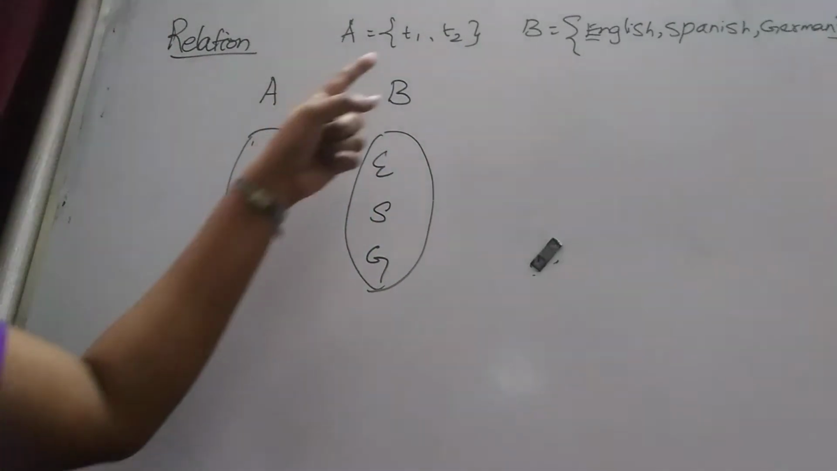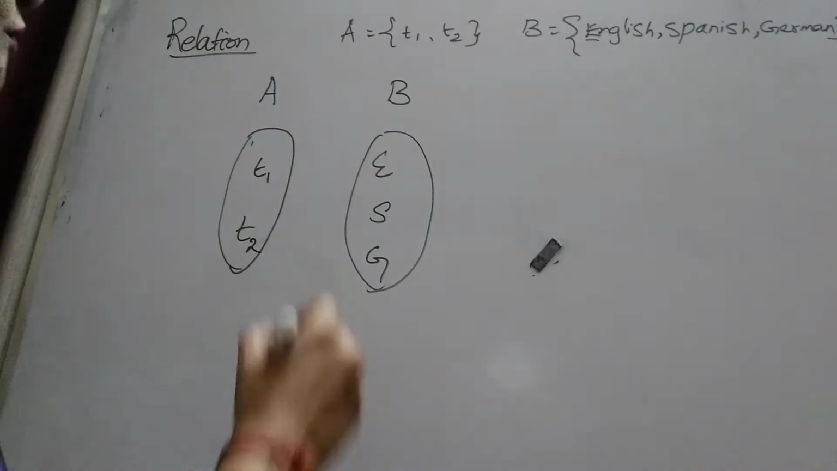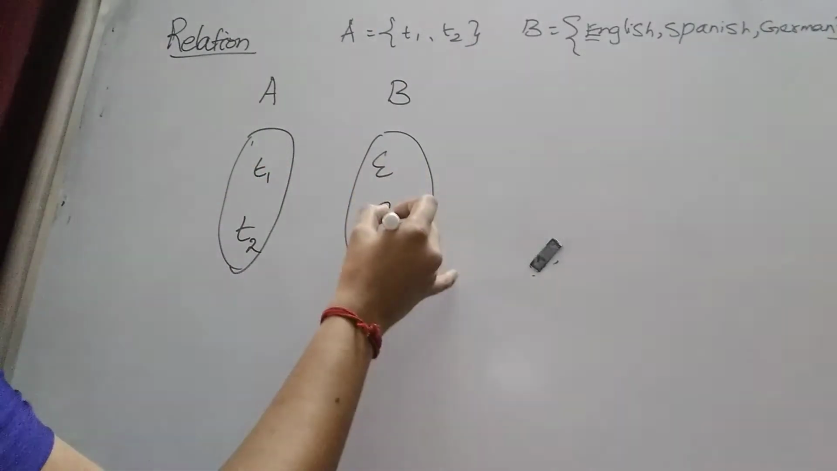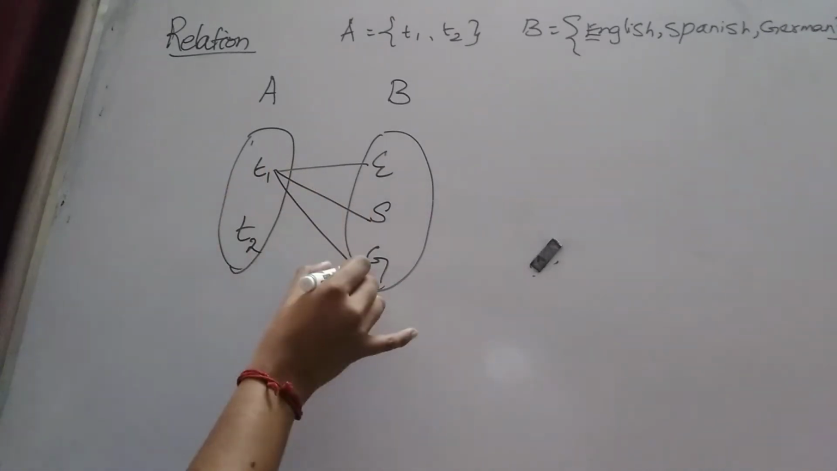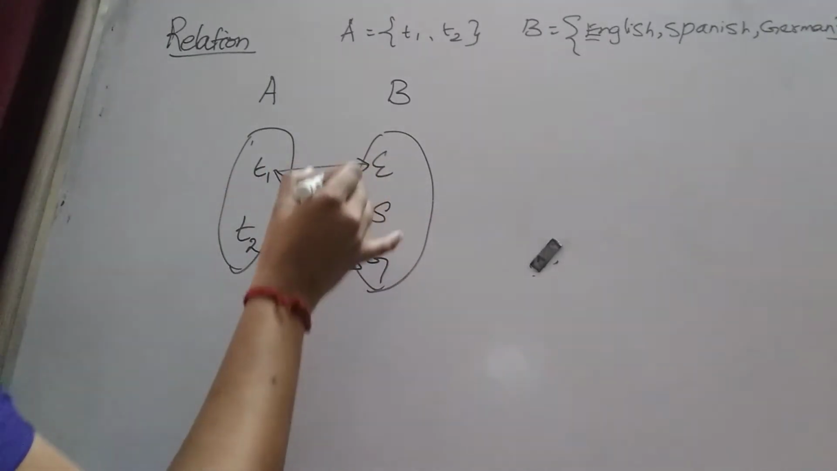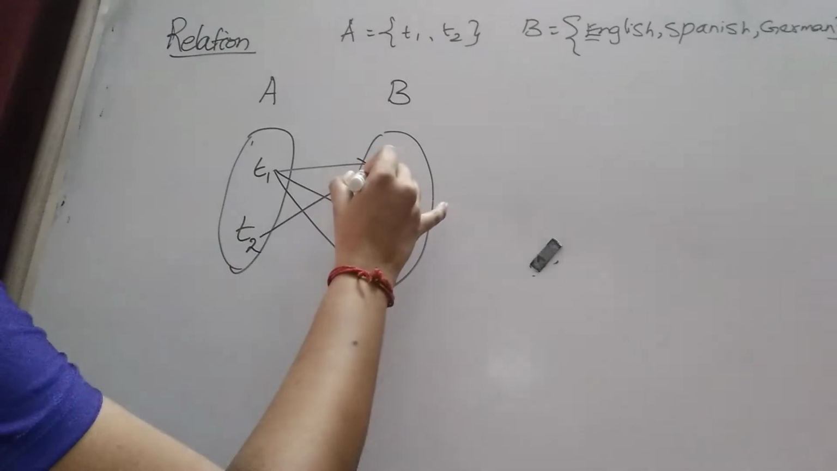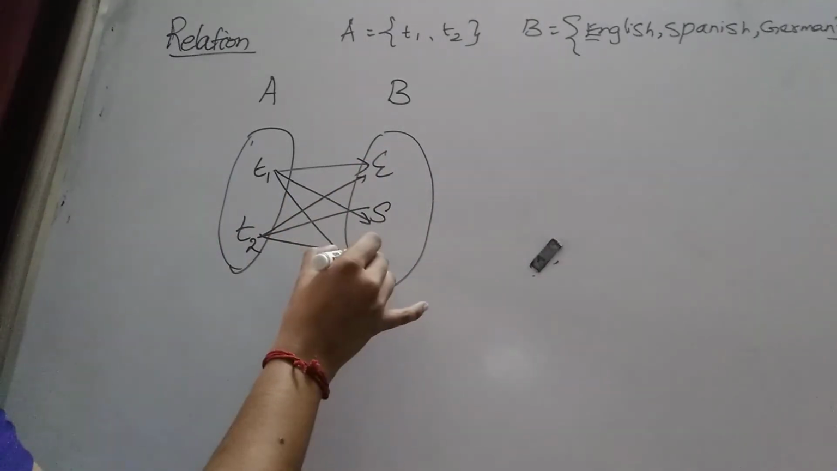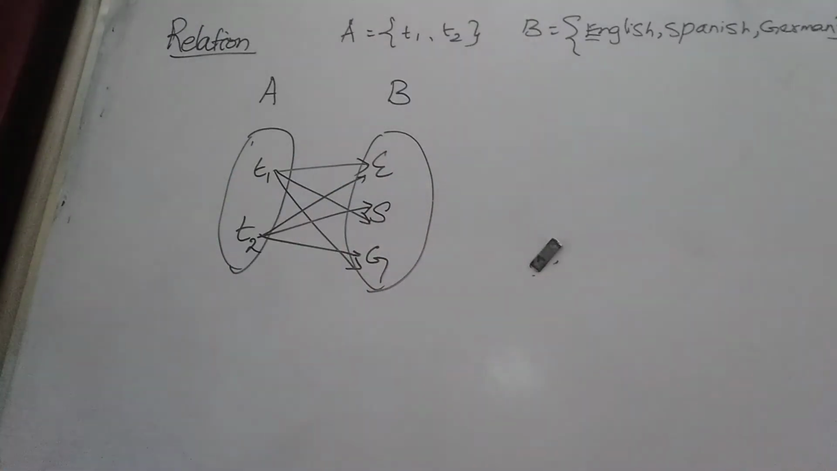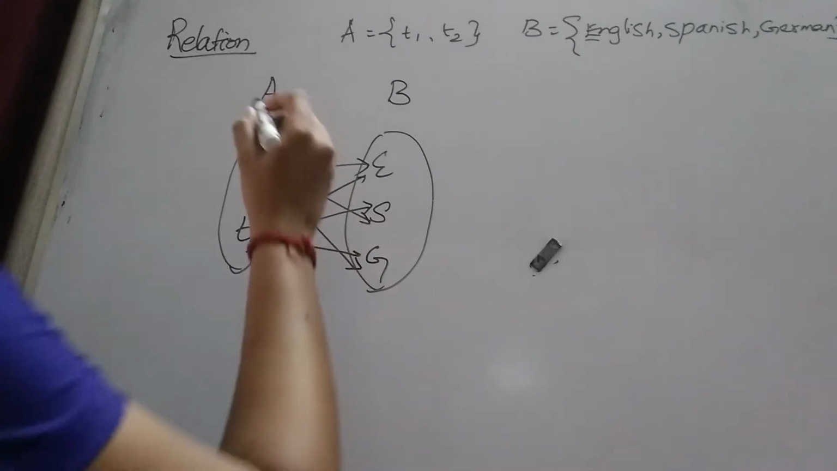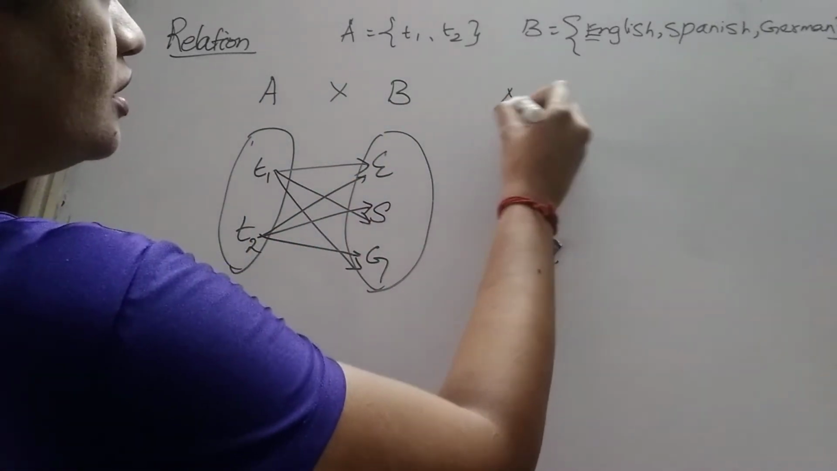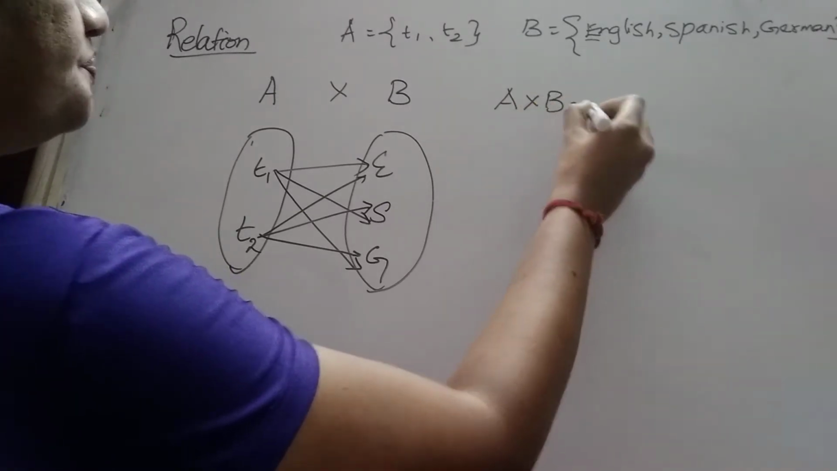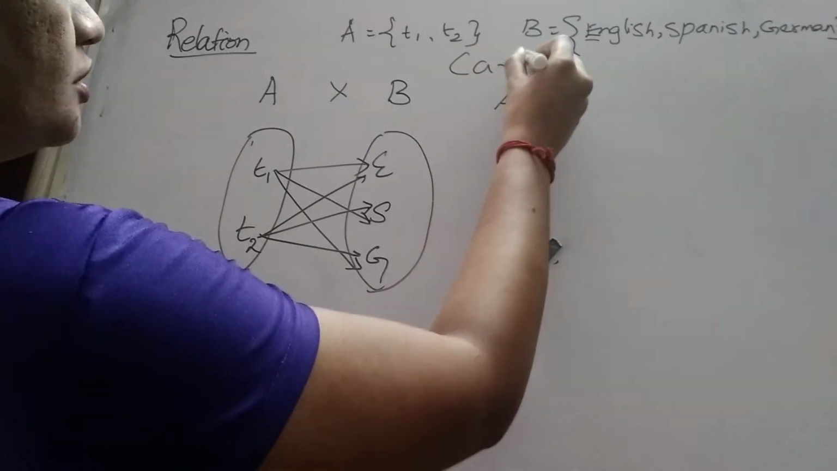So how is each one related? Teacher 1 is supposed to take all three courses, so we denote it by arrows. T2 is also supposed to take all three, so we denote it by arrows. Now how do we do this? Forming the relation is the cross product. We denote the Cartesian form as A cross B. This is your Cartesian form.